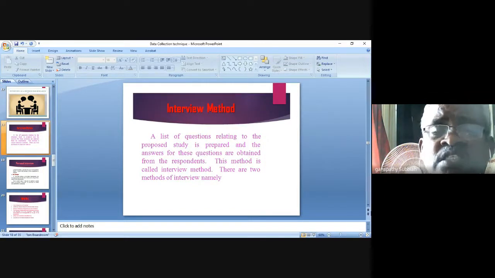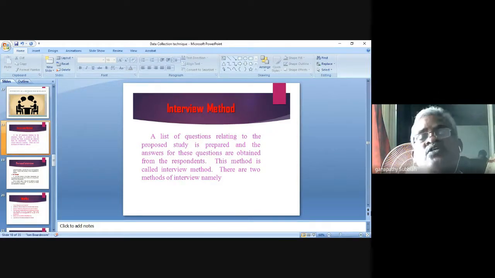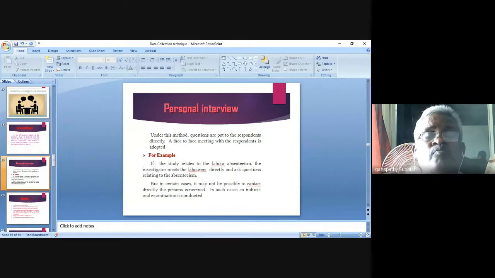A list of questions relating to the proposed study is prepared in a structured format, and answers to these questions are obtained from the respondent. This method is called the interview method. There are two types of interview methods, namely personal interview and telephone interview.